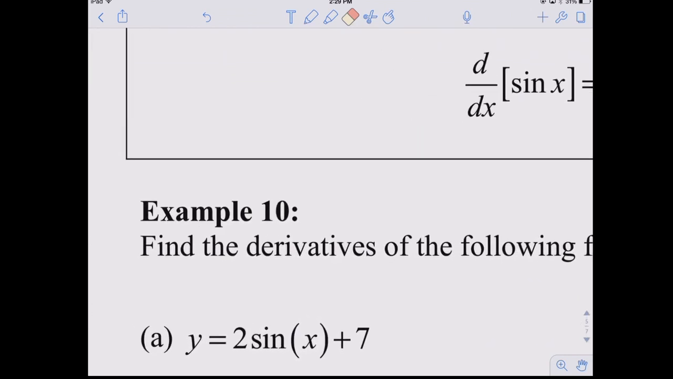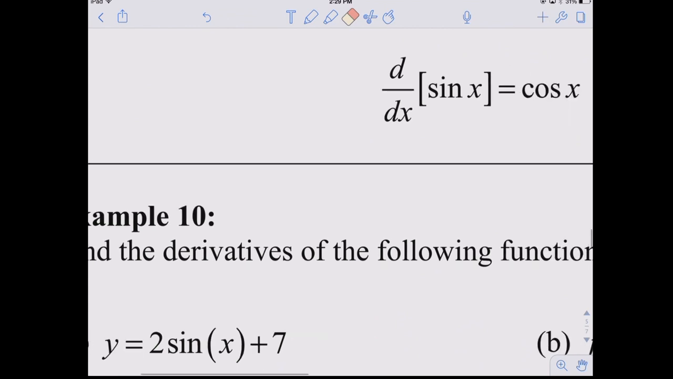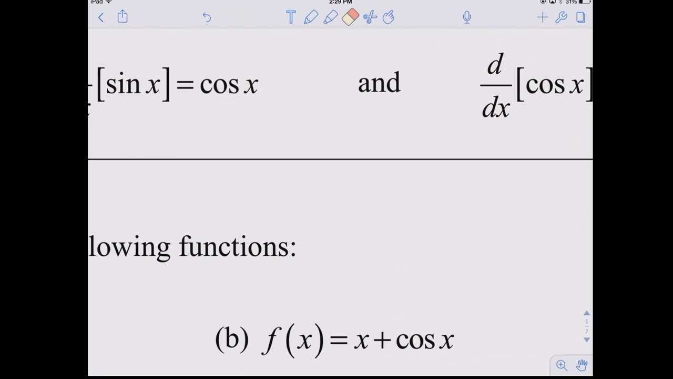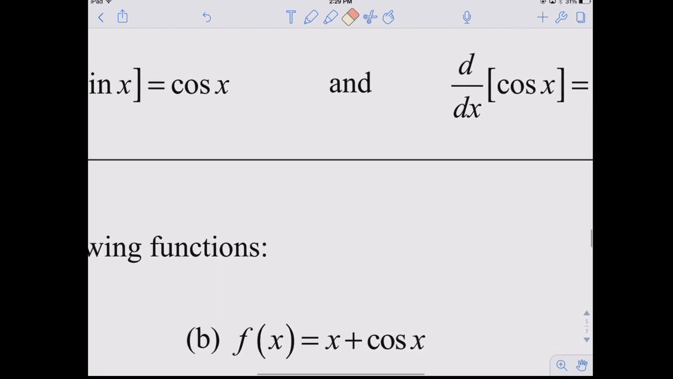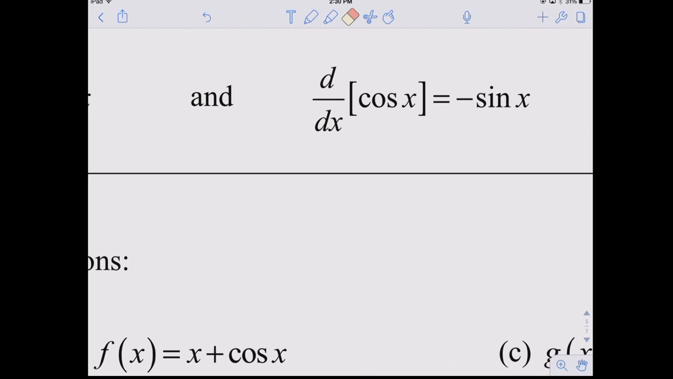We learned these on Friday. Let's see if you remember them over the weekend. Without looking, the derivative of sine is cosine. Perfect. The derivative of sine is cosine. And then, of course, the derivative of cosine is? Negative sine. Yeah, negative sine. We even derived it on Friday.